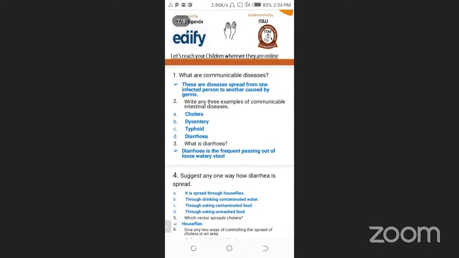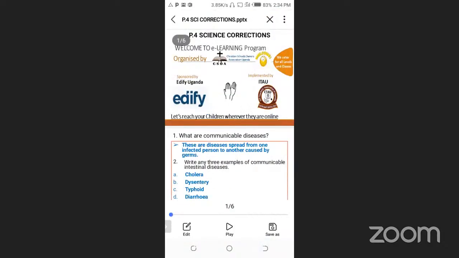Now let's go to number 6. Number 6 is saying, give any 2 ways of controlling the spread of cholera in an area. Here we know that it is spread by houseflies. That is the vector that spreads cholera. So how do we control the spread of cholera in an area? Yes?